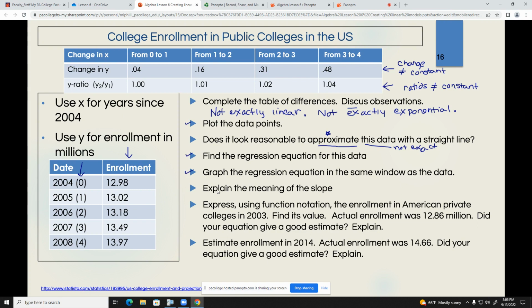Check those. We're to explain the meaning of slope. So our slope was 0.245, and it's positive. And we're talking about enrollment up here. So I would say enrollment increases by 0.245, borrowing a word from over here, this word million, by 0.245 million each year.